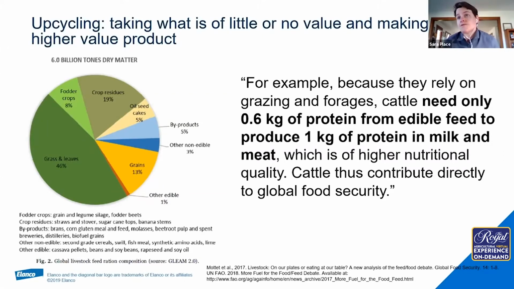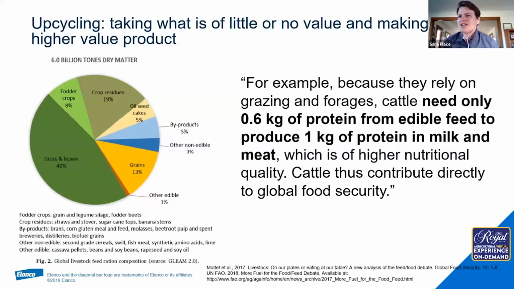So actually pigs and chickens are very similar to us humans. They're omnivores and they're simple stomached animals. So actually their diets tend to have a little bit more competition than ruminant animals. And as I've highlighted in this quote on the screen, globally, the average is that cattle only need 0.6 kilograms of protein, human edible protein in their feed to produce 1 kilogram of human edible protein in meat and milk.